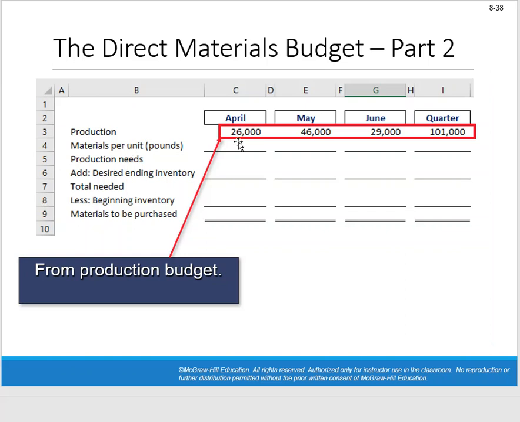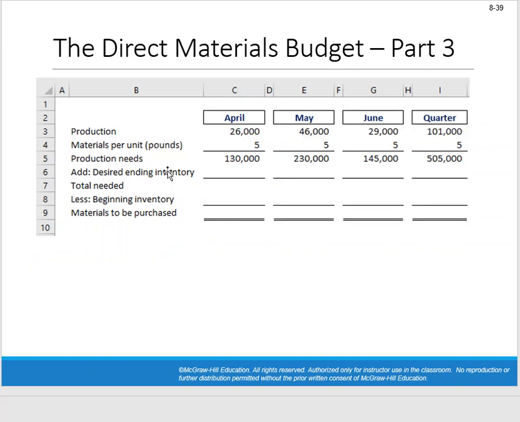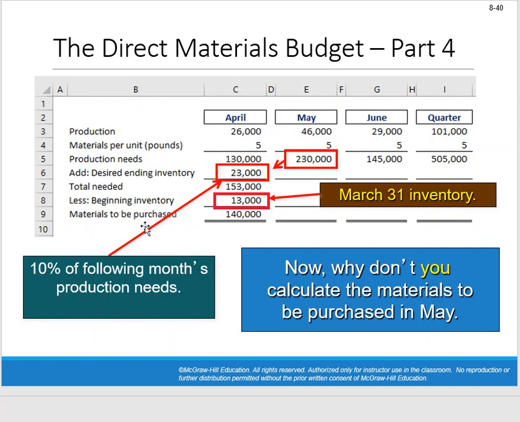So our production that we computed from our production budget, that's our starting point. And then we know it's 5 pounds per unit. So we multiply each of those figures by 5. So for April, we need 130,000 pounds. But then they also told us about the desired ending inventory. They want 10% of the following month's production needs. So we take the 230,000 pounds from May, we multiply it by 10%. So we have desired ending inventory of 23,000. So our total need for April is 153,000. We subtract the 13,000 that we already have. So we need to purchase 140,000 pounds.